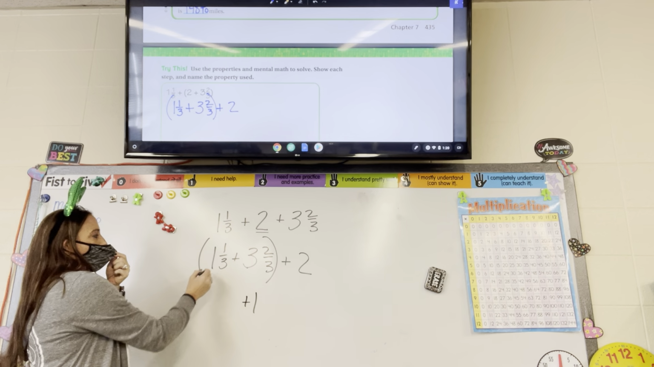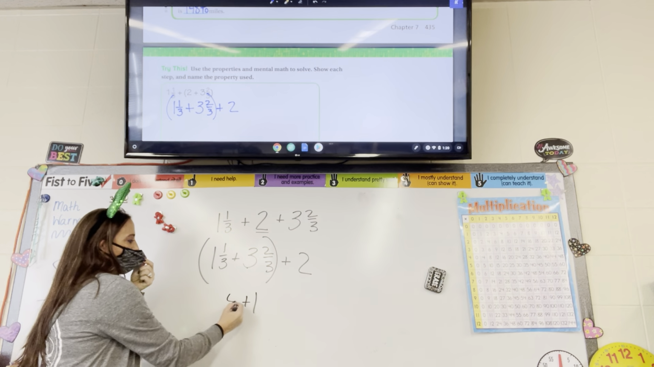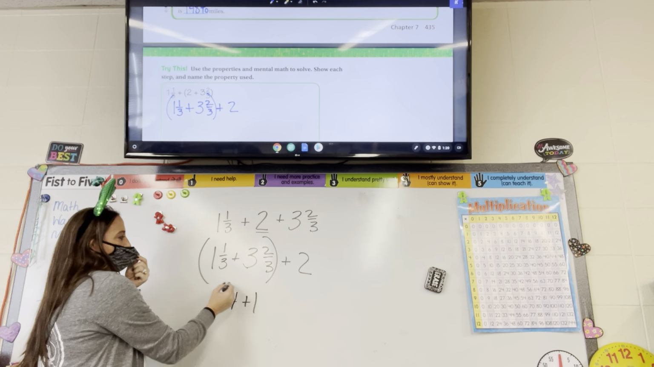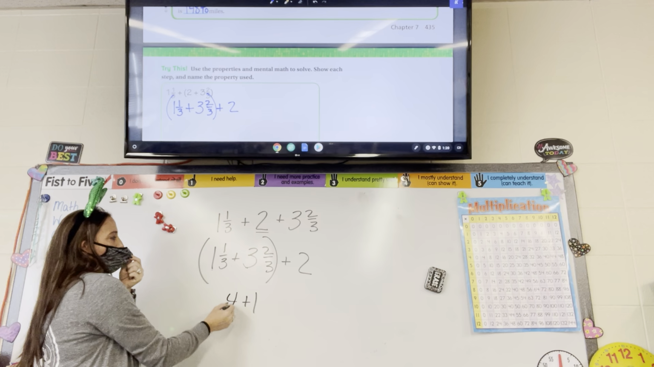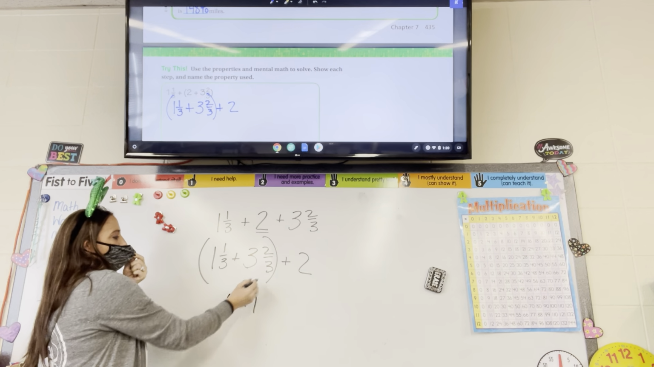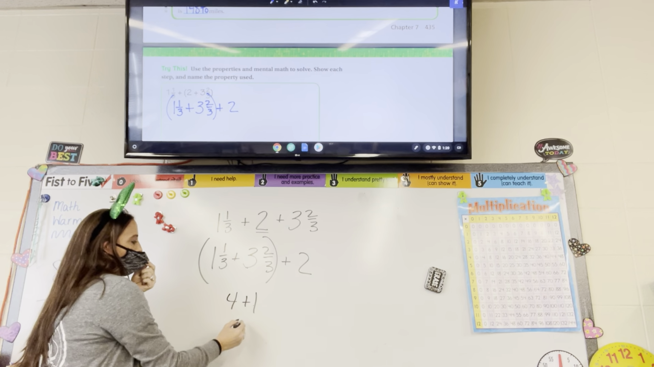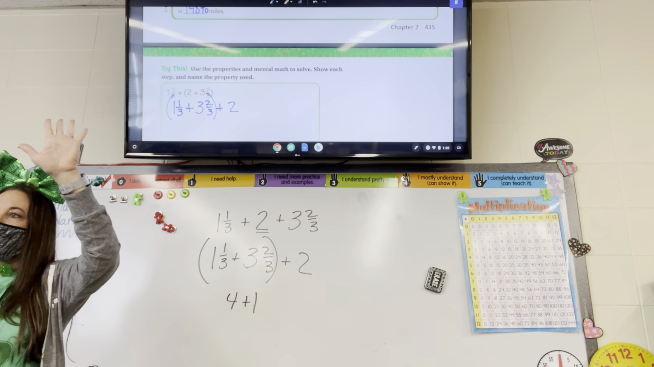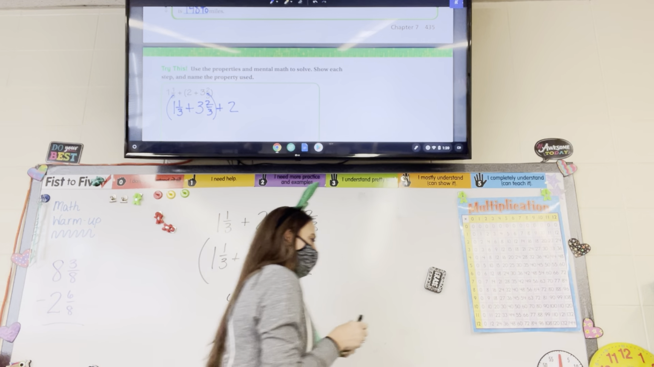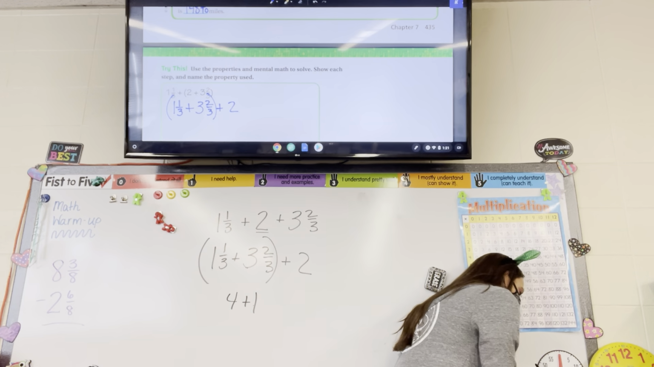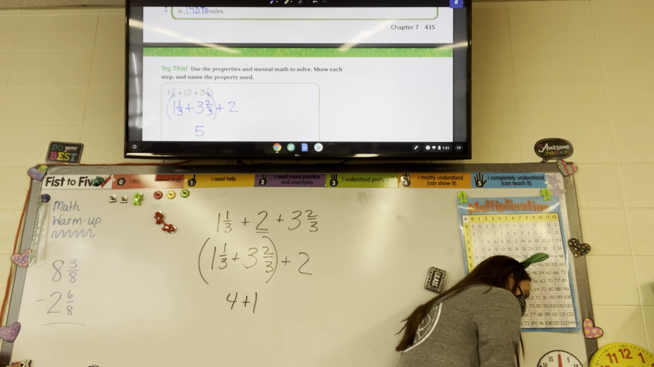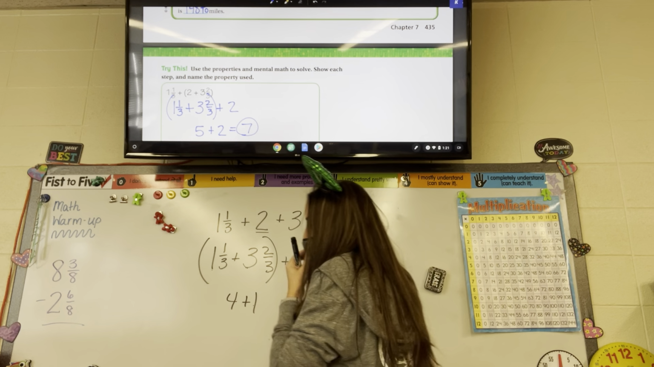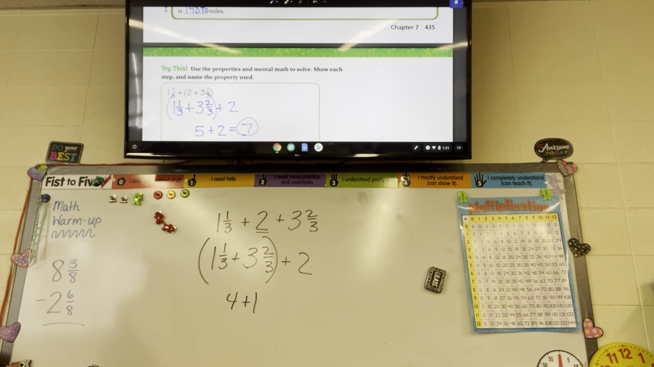What's 3 plus 1? 4. So in these parentheses, we've got 3 and 1 is 4, and 1 third plus 2 thirds is 3 thirds, or 1 whole. So in the parentheses, how many wholes are there? 5. 5, right? So under these parentheses, we're going to put a 5, and then we still have to add the 2. So 5 plus 2 is? 7. It's as simple as that.